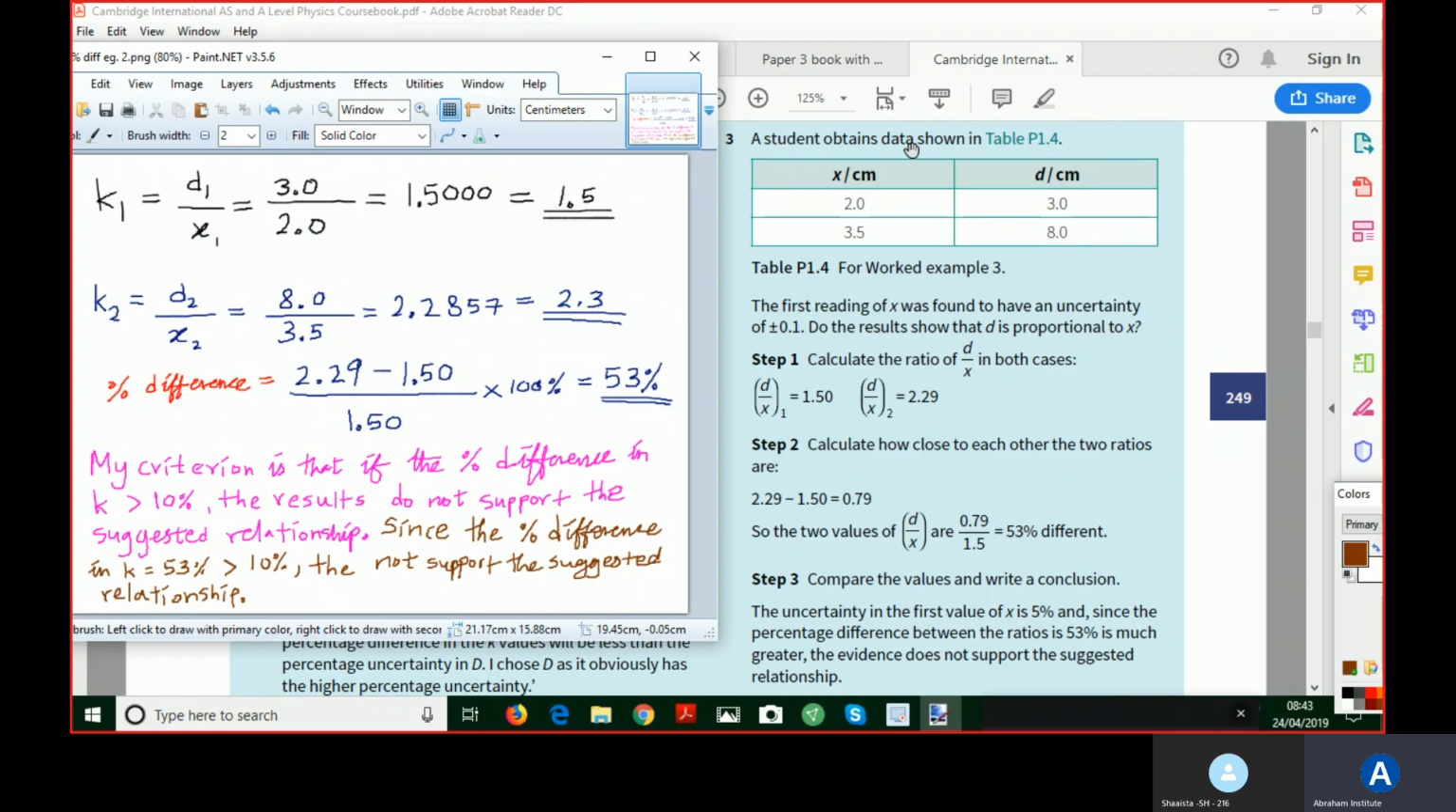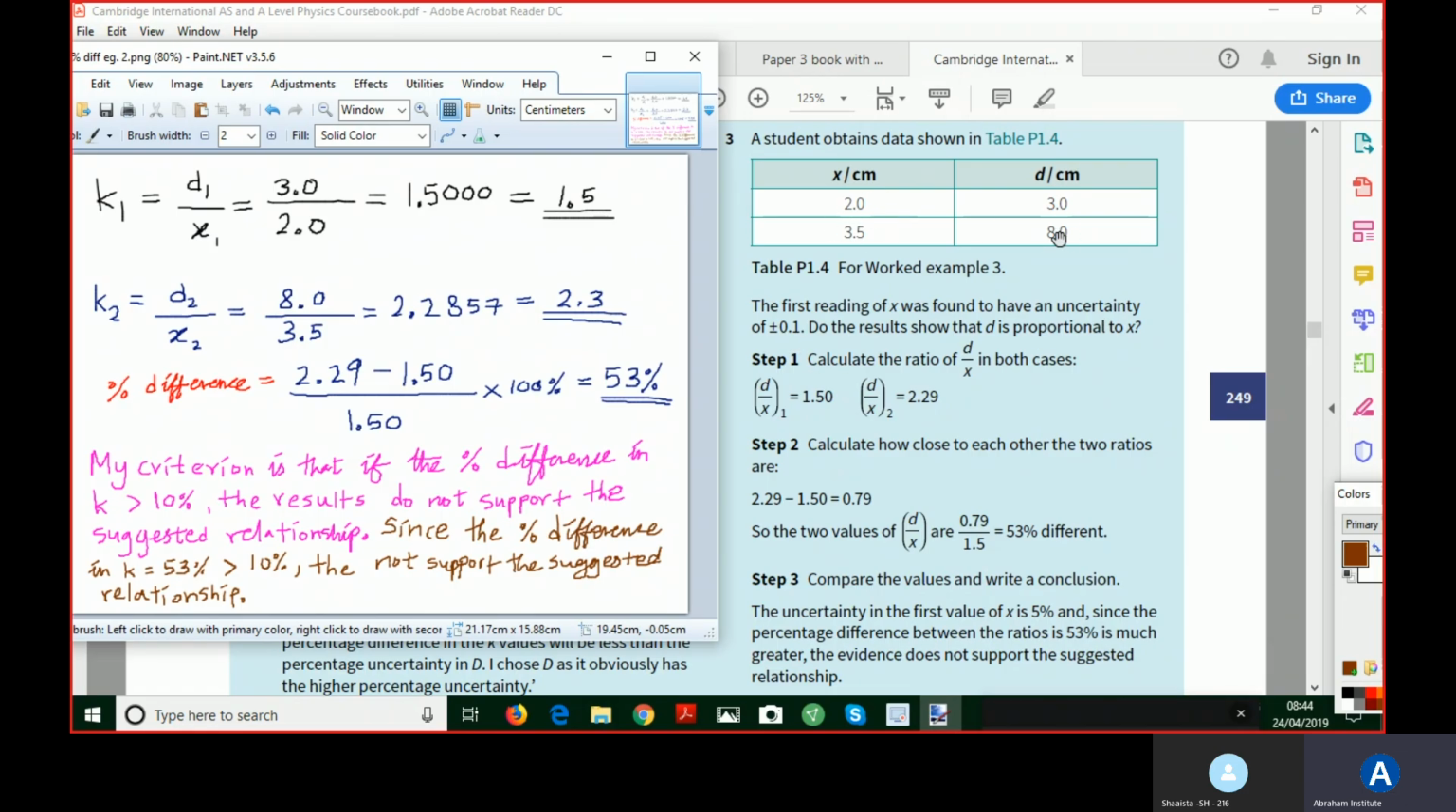A student obtains data in table P1.4. The student has measured X and D, and you can see this is given to the nearest tenth of a centimeter. Tenth of a centimeter is to the nearest millimeter. That means the student has measured it using a ruler most probably. The first reading X was found to have an uncertainty of plus or minus 0.1.